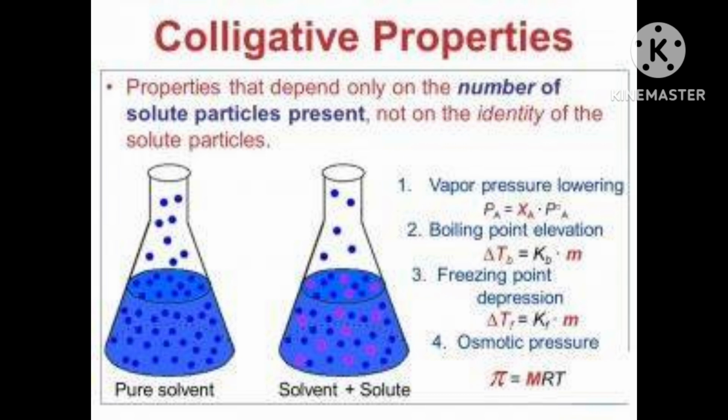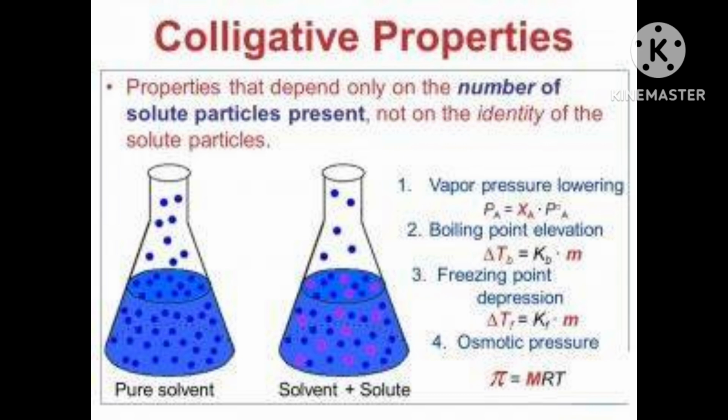Now I am going to discuss colligative properties and determination of molar mass. Actually, here first I will tell the meaning of colligative properties. It is a Latin word, co means together, and colligative: if you remove co, then ligative remains.